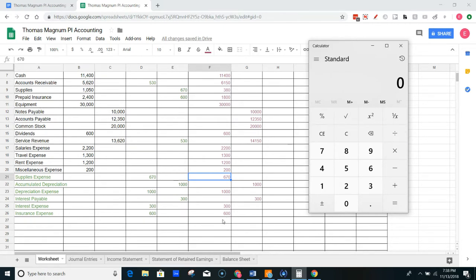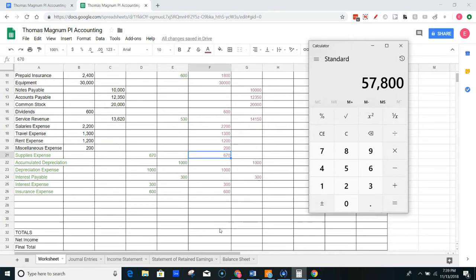Now, thankfully, they gave us the actual trial balance so we can check ourselves and see if we got it right. We can check that our adjusted trial balance we're trying to hit is 57,800. Let's see if we did it. So I simply go through and add these together. 6,150 plus 380 plus 800 plus 30,000 plus 600 plus 2,200 plus 1,300 plus 1,200 plus 200 plus 670 plus 1,000 plus 300 plus 600. Hey, look at that. 57,800.